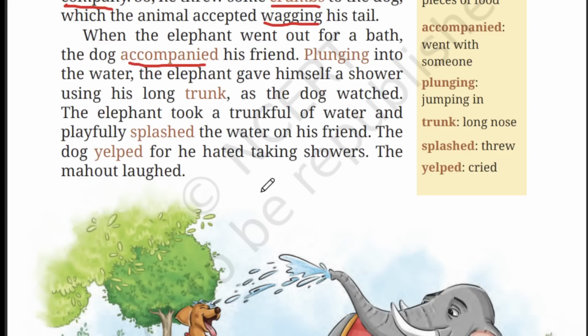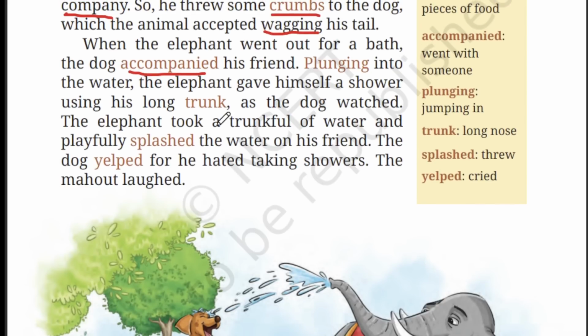So next, what is happening? The elephant took a trunk full of water and playfully splashed the water on his friend. On his friend, here, the dog. See, the elephant is doing the same. The elephant took a trunk full of water and splashed the water on his friend. Splashed means throwing.